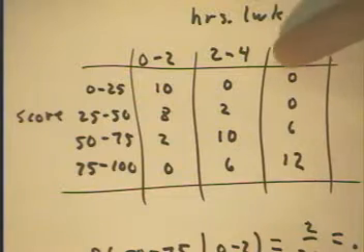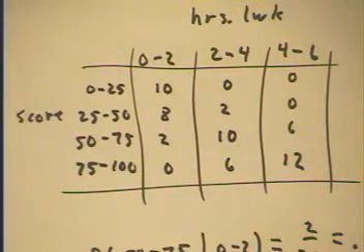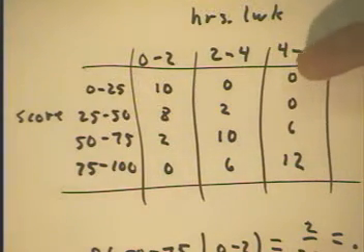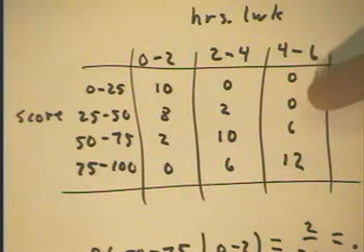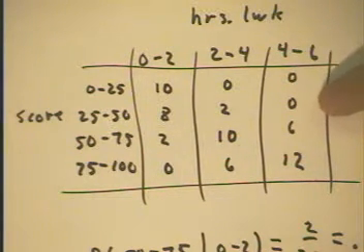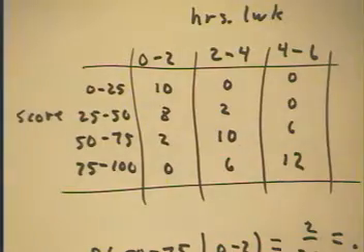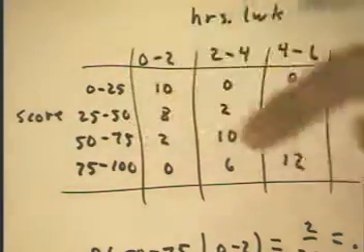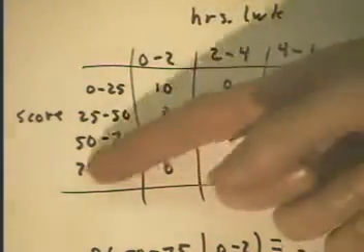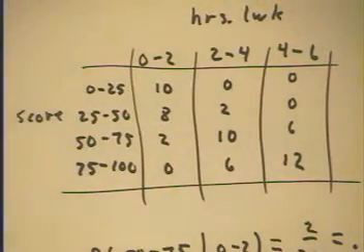Now, the people who spent the most hours per week, 4 to 6 hours per week, nobody made between 0 and 25. Nobody made 25 to 50. Everybody made over 50. There were 6 who made between 50 and 75, and 12 who made between 75 and 100.